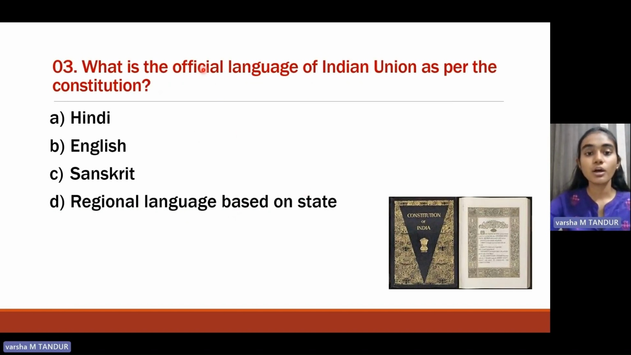The next question, what is the official language of the Indian Union as per the Constitution? Hindi, English, Sanskrit, or the regional language based on state. It is always stated in English language.